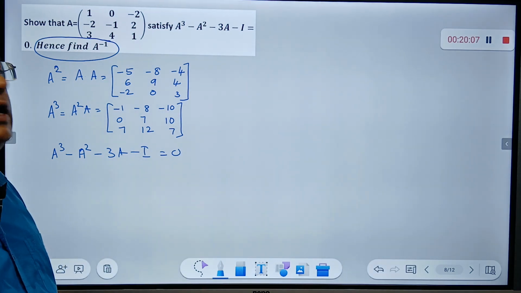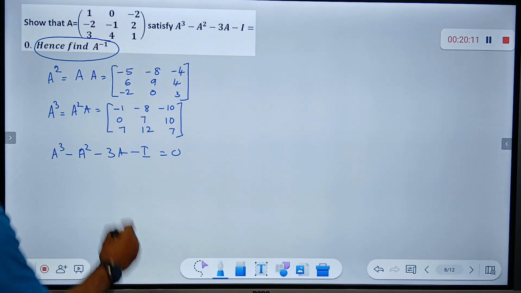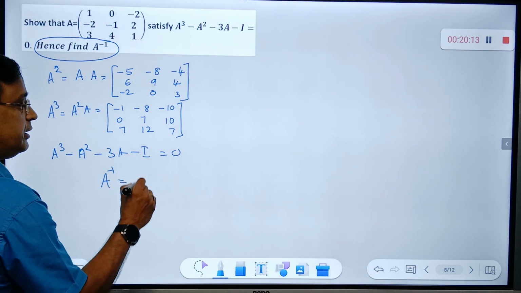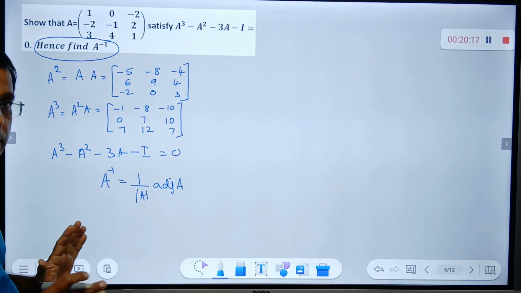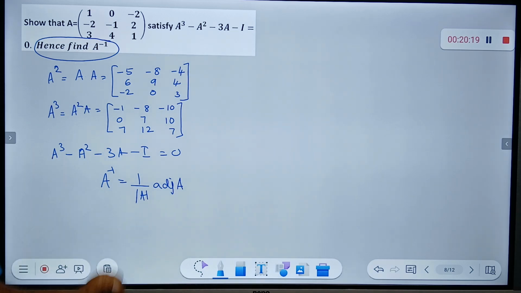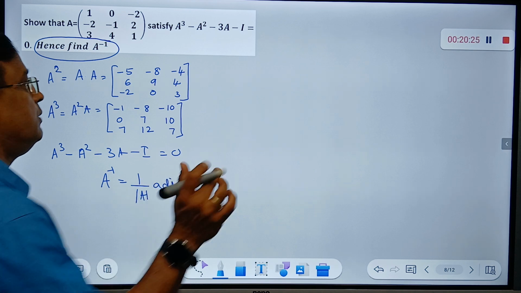When they say "hence solve," you have to use what is given to you. So do not find A inverse as 1 by determinant of A into adjoint of A. They will cut marks. Even though you are right, the purpose here is, if this is true, with using this, how do you find A inverse? Watch this.